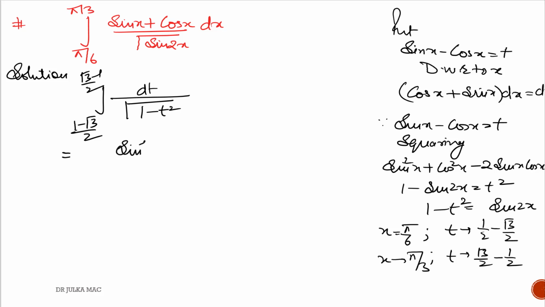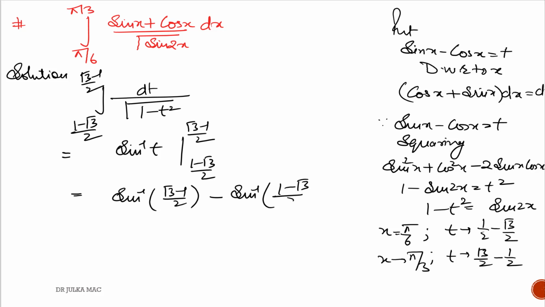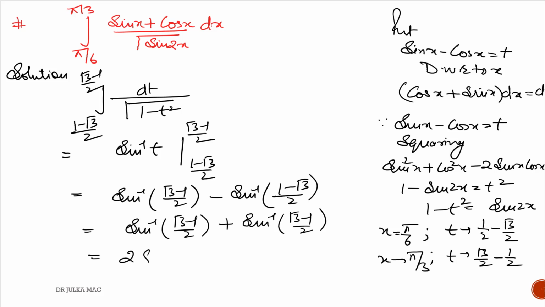Integration of dt upon the root of 1 minus t square is sin inverse t. After putting the upper limit and lower limit, we will get sin inverse of root 3 minus 1 upon 2 minus sin inverse of 1 minus root 3 by 2. In the second part, take minus common. So the answer is twice of sin inverse of root 3 minus 1 upon 2.